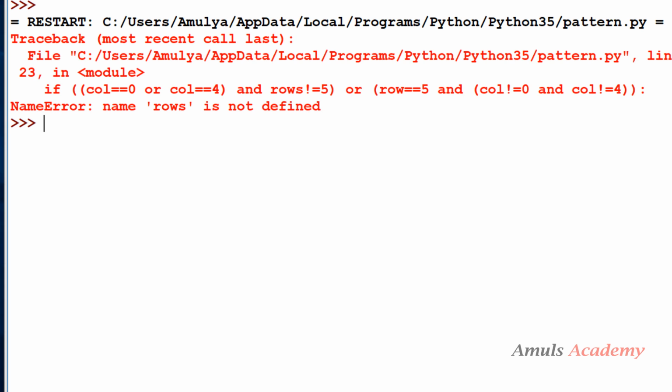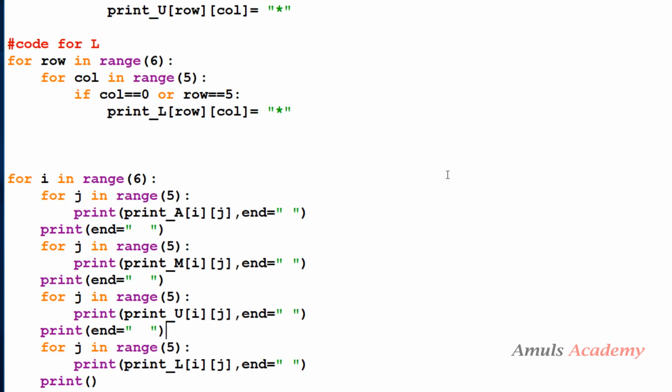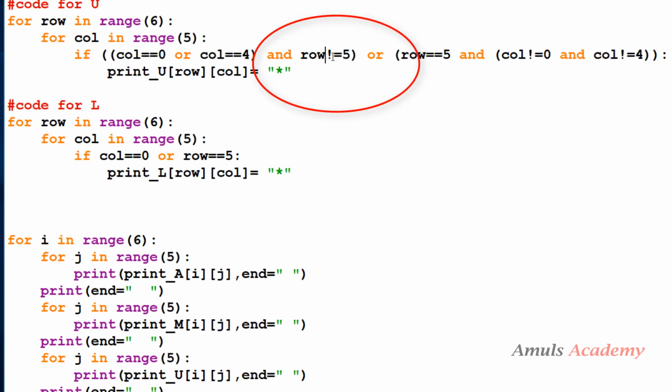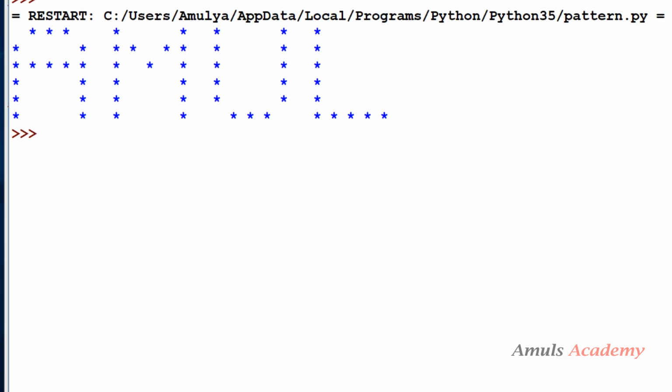So if I save this and run this, rows is not defined. So I mentioned rows somewhere here. Okay, so here we go, Amul in stars. So in this way you can print names using stars.